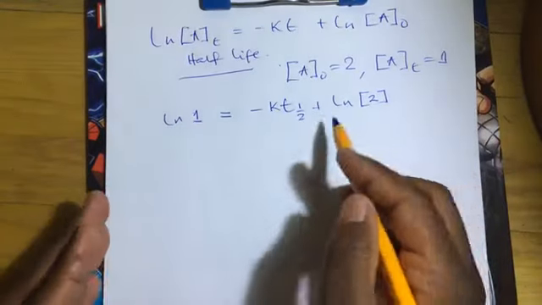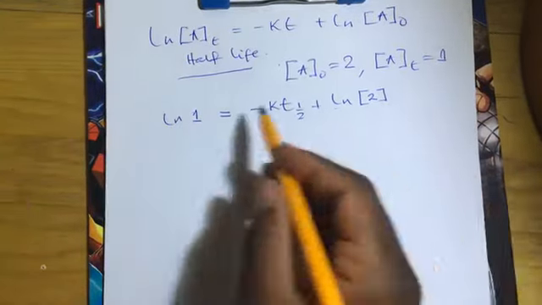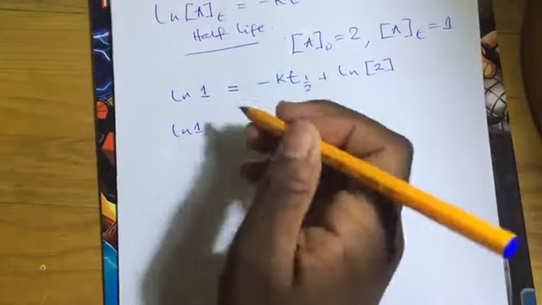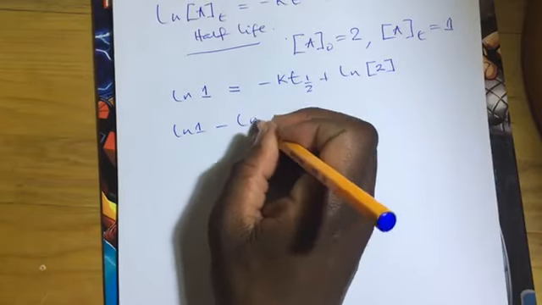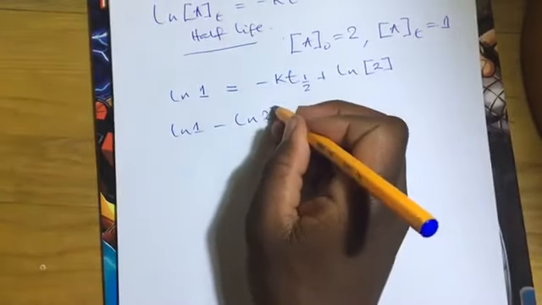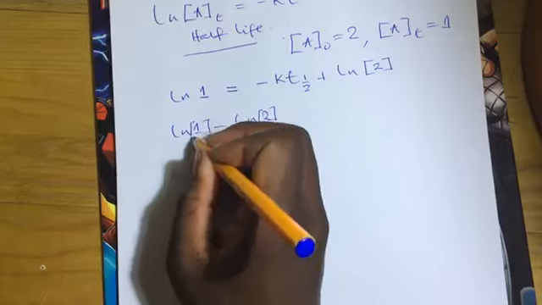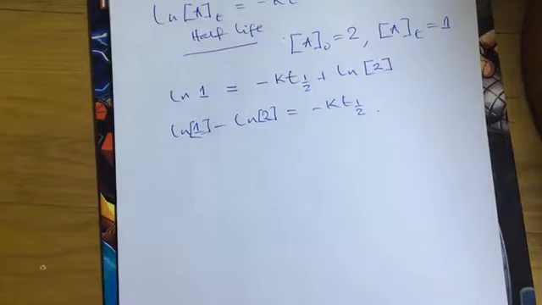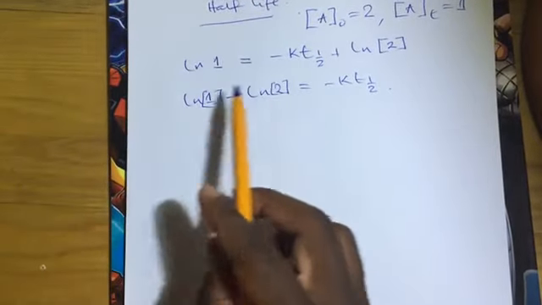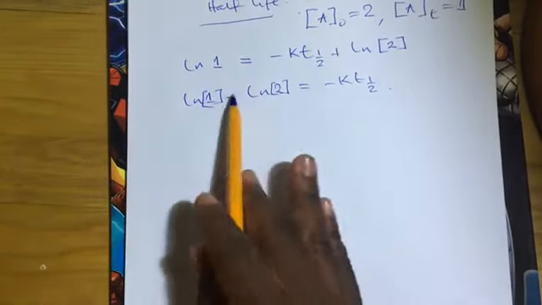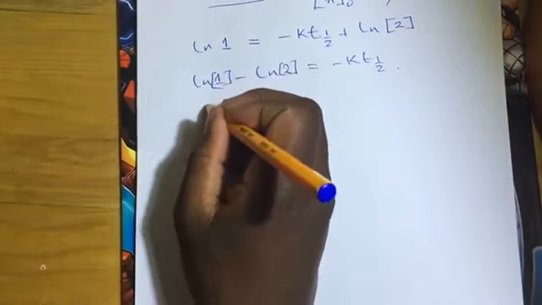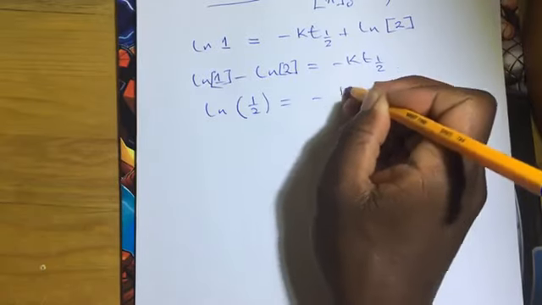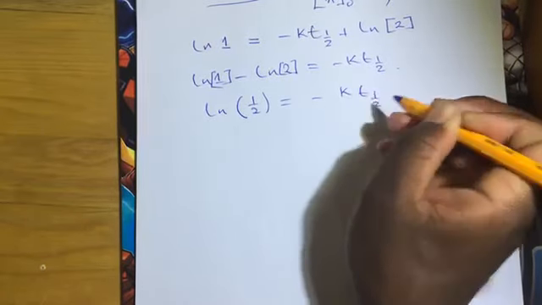Okay, then I'll put things that have ln on one side. So this is going to give us ln 1. This ln will cross over to give us minus ln 2, is equal to negative kt half. Now, when you are subtracting logs, we discussed it's as good as dividing. So this is as good as ln 1/2 is equal to negative kt 1/2.